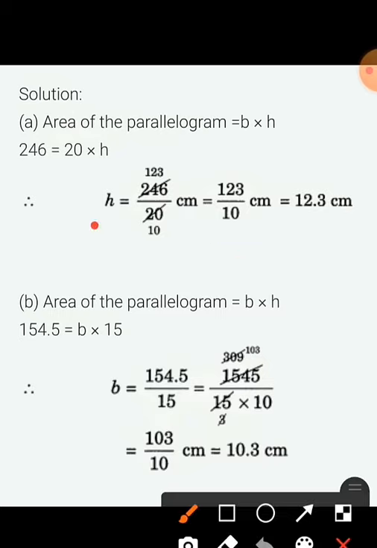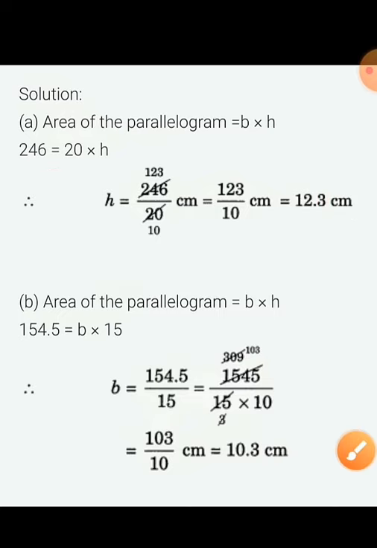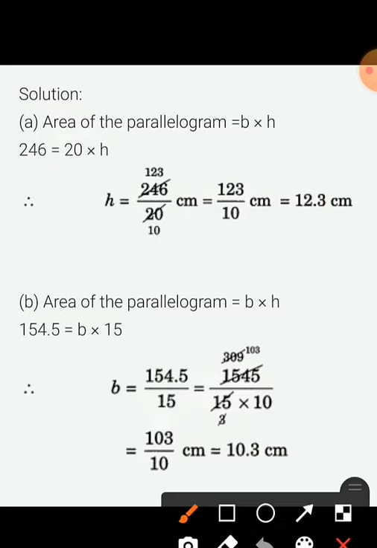And we are finding height, so unit will be only centimeter. Don't write centimeter square. Okay, that we do when we are finding area. In this area is already given, so we are finding height, so only centimeter will come. So final answer will be 123 upon 10 and then 12.3 centimeter.